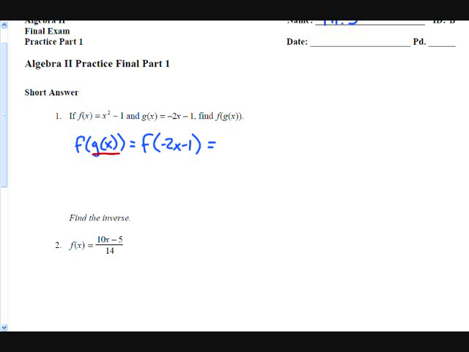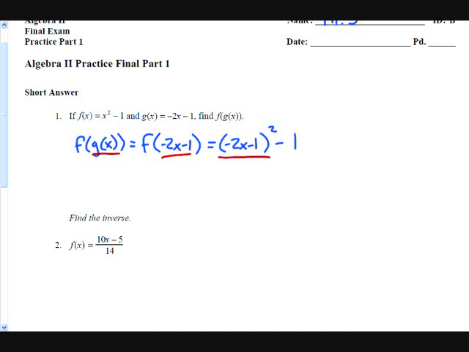So essentially, f of x was x squared minus 1. But wherever I see an x, I'm going to plug in whatever's in the parentheses. Okay, whatever's in the parentheses, that's what we plug in for x. So I'm going to plug in the negative 2x minus 1. So I plug that in for x, and now I just need to simplify.